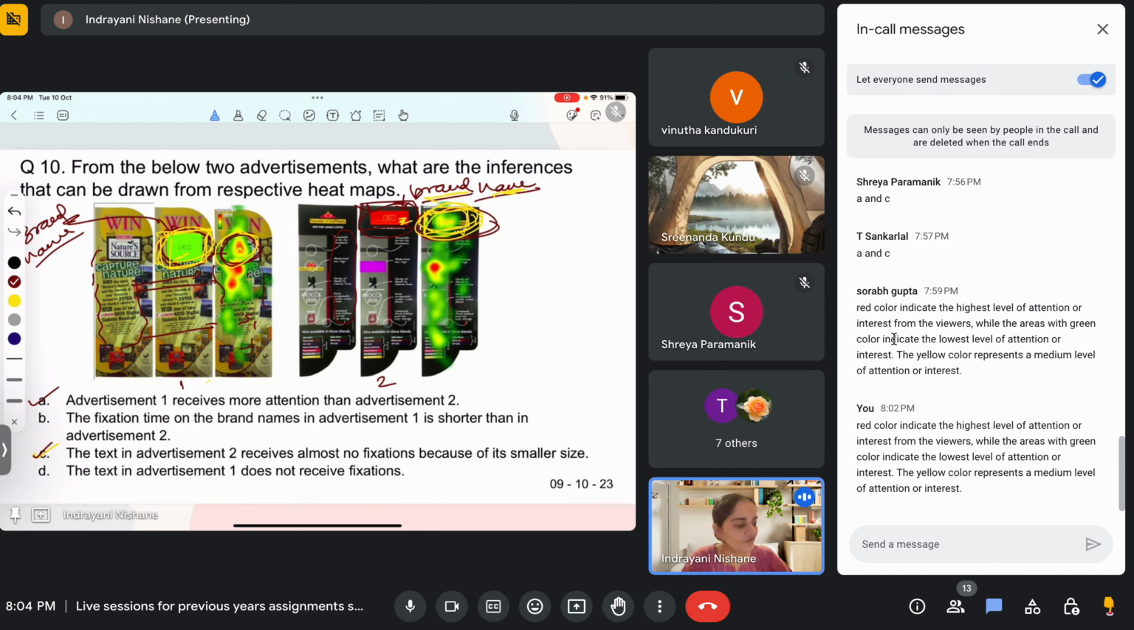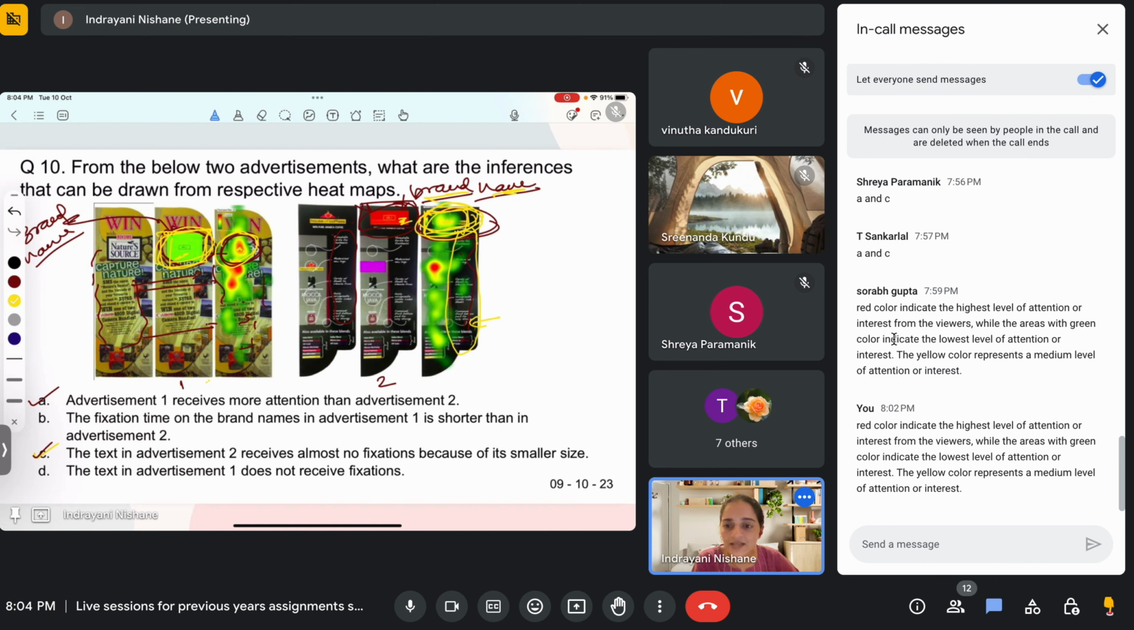Which area of advertisement 2 is text? This right-hand side area, this portion, let me change the color, yeah, this portion is the text area. You can see, right? So is there any red, green, or yellow in this portion? No, so there is no fixation happening in the text area. That means option C is correct.